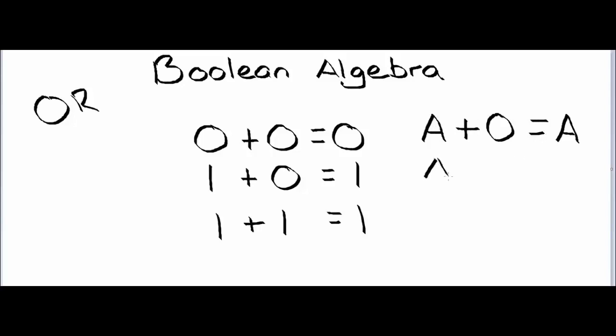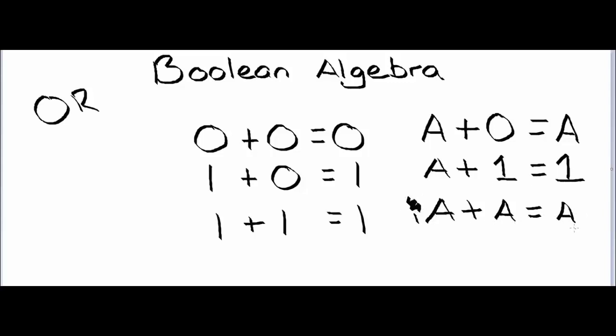Likewise, if we say that A plus 1 is always going to equal 1. The reason for that, again, if A is 0, then 0 plus 1 is 1. And if we say that A is actually going to be 1, then 1 plus 1 is 1. So that rule works. Furthermore, we can say that A plus A is always going to equal A. Because if we say that A is going to be 0, 0 plus 0 is 0. And if we say that A is 1, then 1 plus 1 is 1.